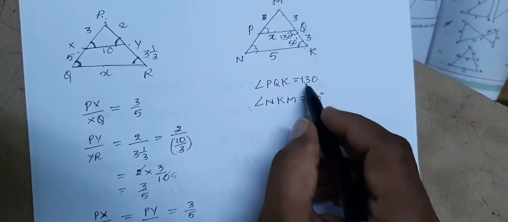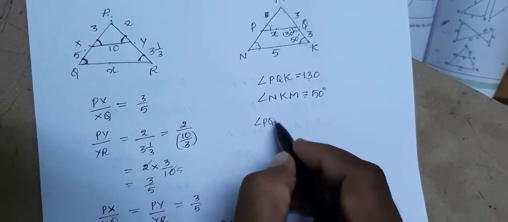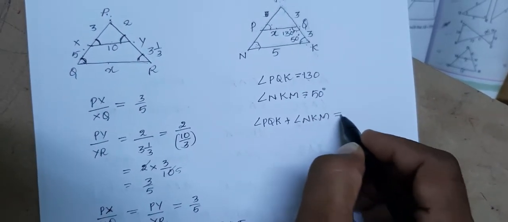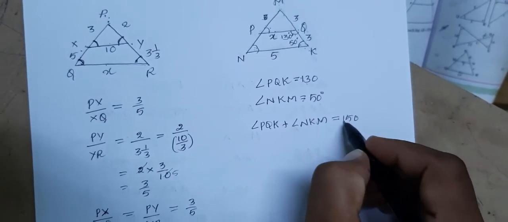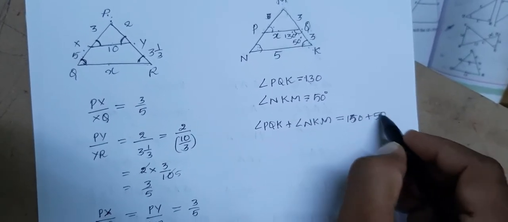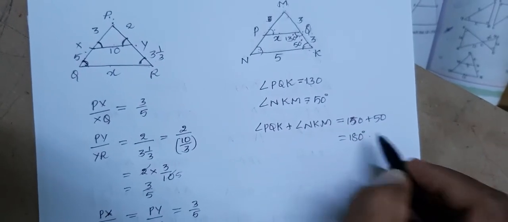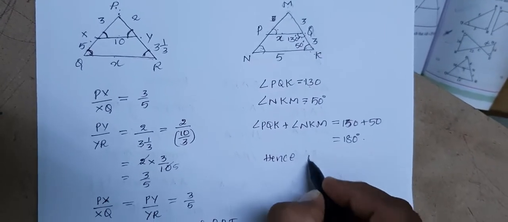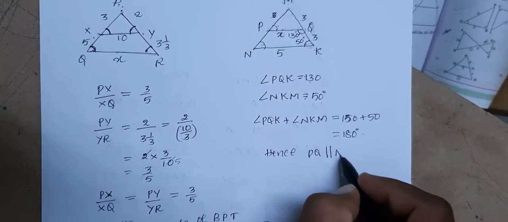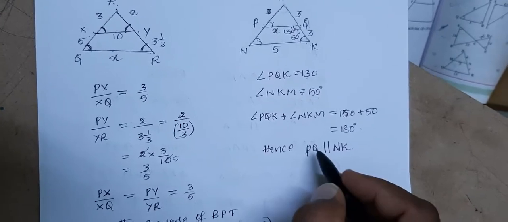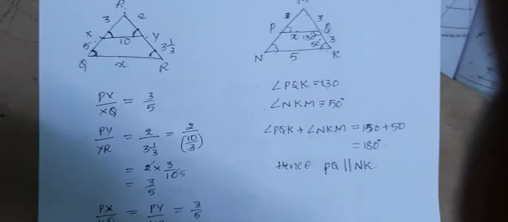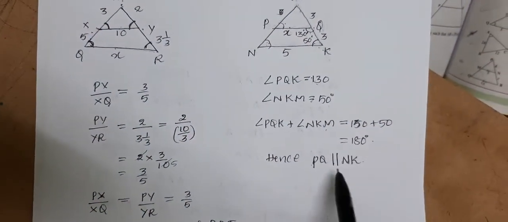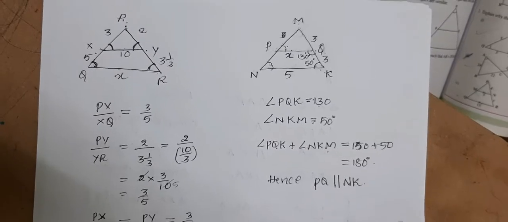We must add these two first. So angle PQK plus angle NKM, 130 plus 50 equals 180. Hence PQ is parallel to NK because of the transversal concept: if the sum of co-interior angles is 180, hence the lines are parallel. Now we can go with the proof.